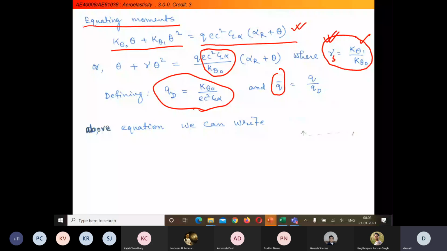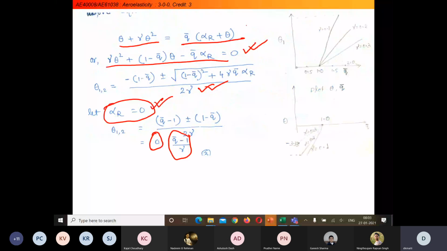This equilibrium equation again we have expressed in the non-dimensional form, where q bar we have defined as q by q divergence, and gamma is defined as the ratio of the nonlinear stiffness to the linear stiffness. Then if I give a perturbation to this equation, we can get some idea about the stability of this system.